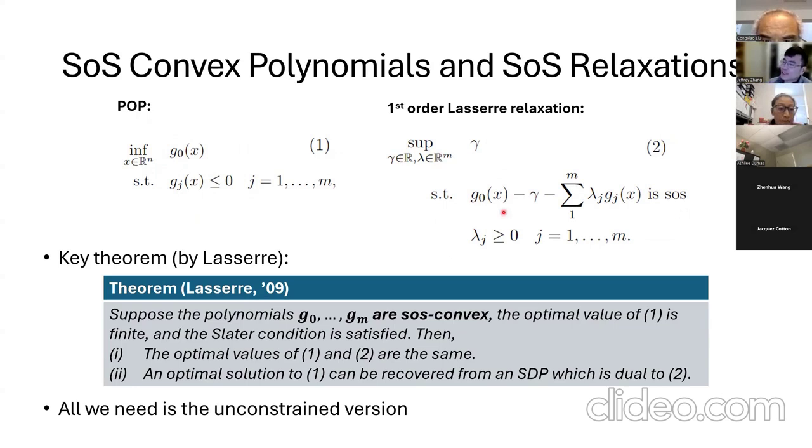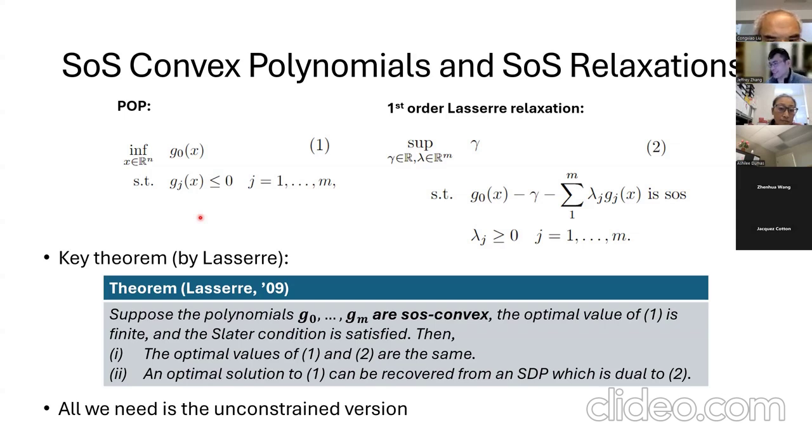What we actually need is that if you can write down your polynomial optimization problems using entirely SOS convex polynomials, then we can minimize the problem exactly with sum of squares relaxations. And moreover, we can actually get the solution to the SDP. Again, what's pictured here is the constrained version. What we need is the unconstrained version. But the key takeaway here is that we can minimize SOS convex polynomials.